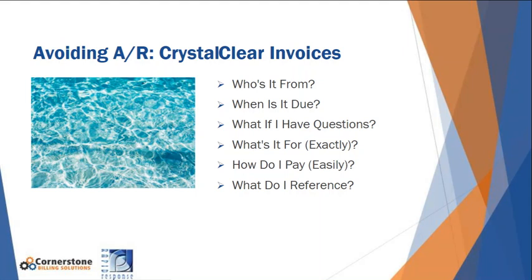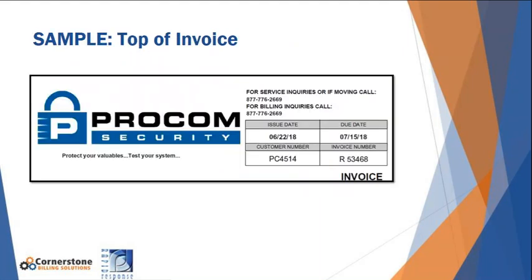So let's start with this Cornerstone invoice for one of our customers, and this is the top section of that invoice. We'll review the top, the middle, and the bottom sections of what we consider to be a best practices type invoice. So clearly this is from this company. Logo included top left on the invoice.